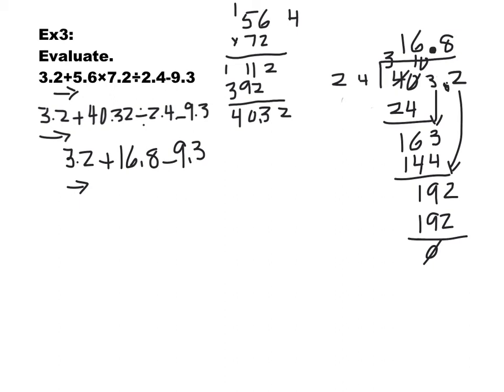So I'm going to do the addition first. So I'm going to say 3.2 plus 16.8. Because the decimals have to be aligned, so the decimal is here, so I'm going to write 16.8. Now 8 plus 2 is 10, 0, 1 carried over. 1 plus 3 is 4, plus 6 is 10. So 0, 1 carried over, so it's going to be 20. So I'm going to be left with 20.0 minus 9.3.